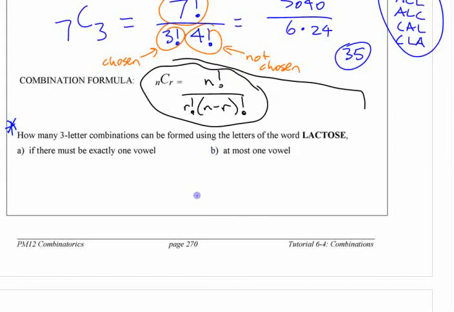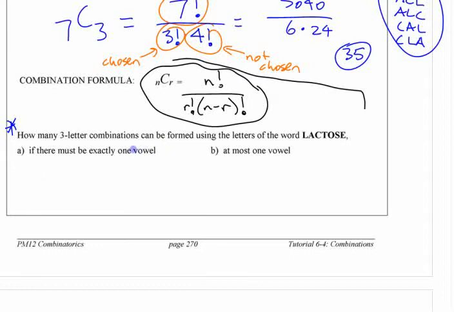It looks very similar, right? Here's letters in a word, but it's quite different in solving it. You need to put some other concepts with it here. This first one here says, if there must be exactly one vowel. So it bridges from the question we had before it, right?